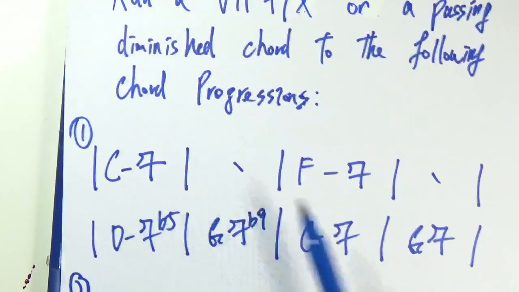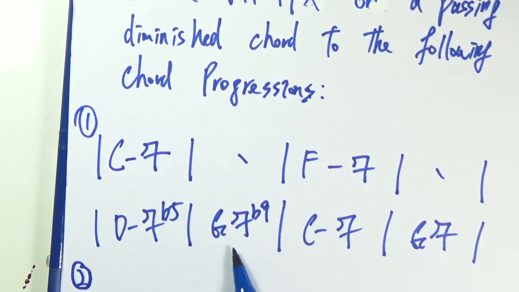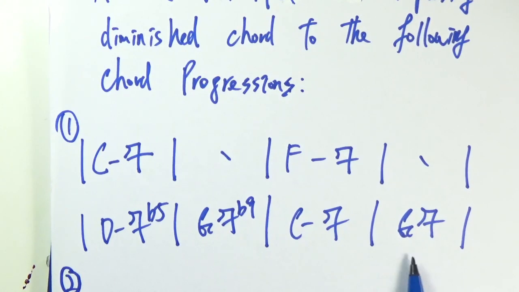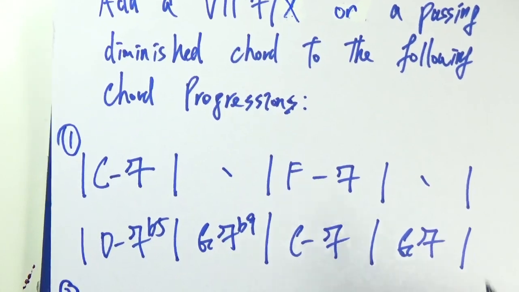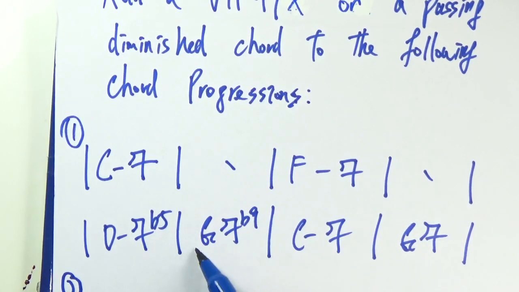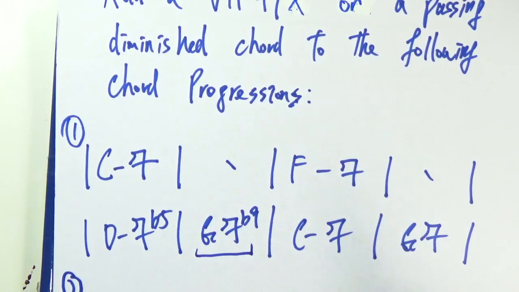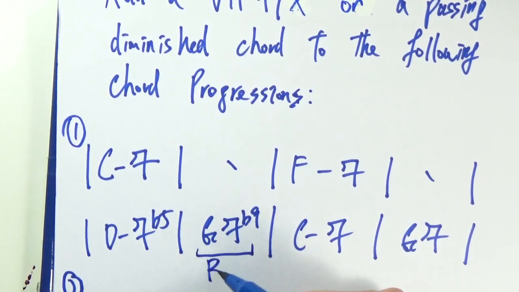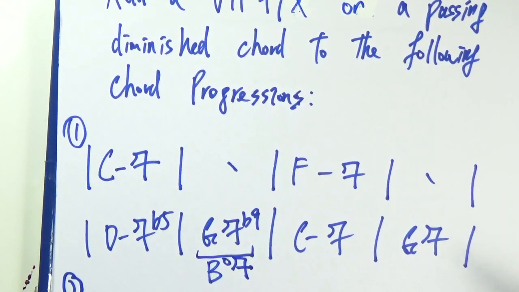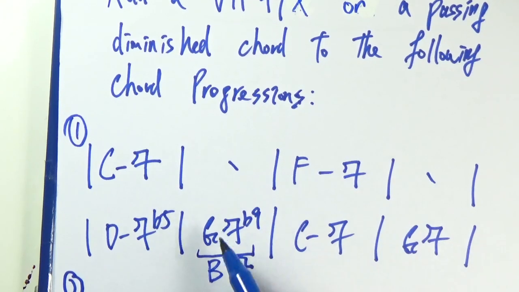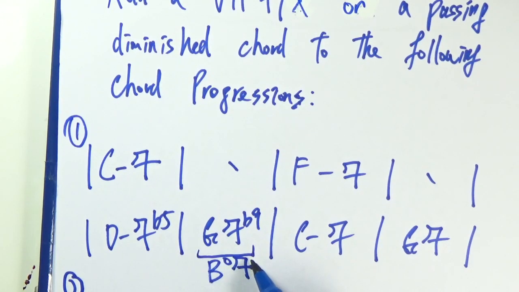So we have C minor, F minor, and then D minor 7 flat 5, G7 flat 9, C minor 7, and then G 7th. Okay, so let's take a look at the 5 chord here. This is probably the most obvious spot. Instead of playing a G7 flat 9, you can do a B diminished 7 as a substitution for the G7 flat 9. If the bass is playing G and the guitar player is playing the B diminished 7, then you would still yield a G7 flat 9 sound.